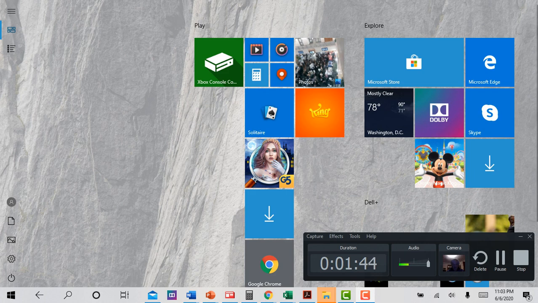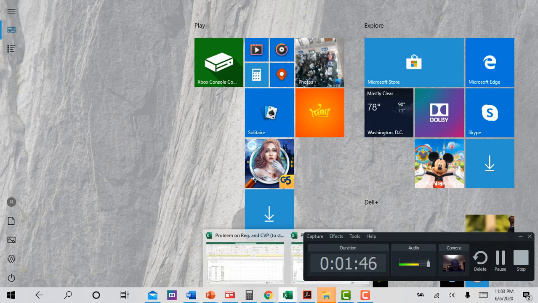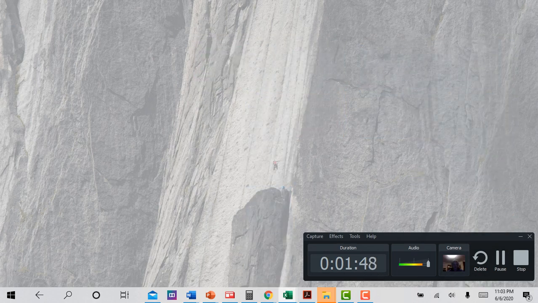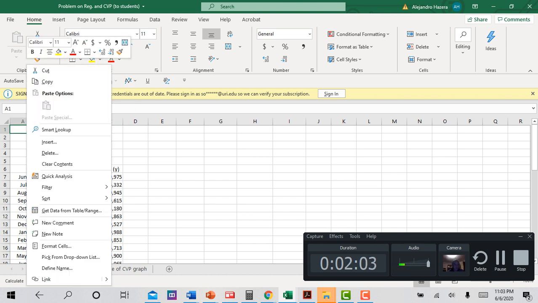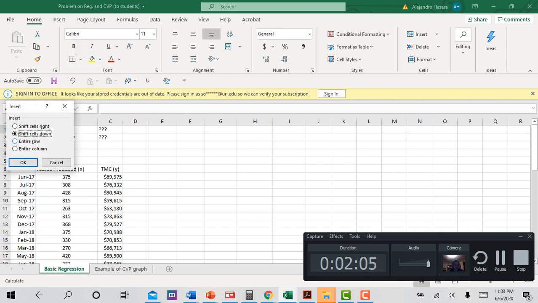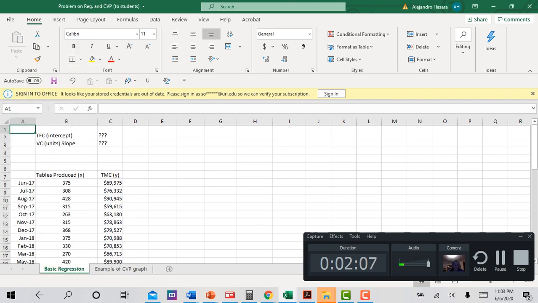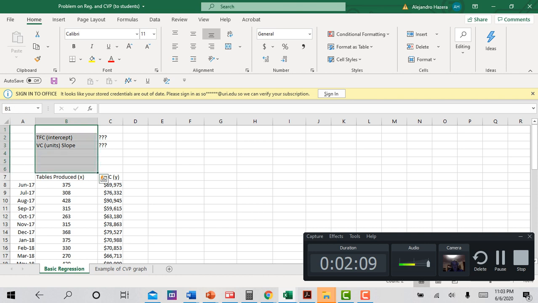Okay, so the first video, we're just going to construct a scatter graph, and then we're going to actually place a regression line in the scatter graph. Okay, now let's do this. First of all, I'm going to insert a row here, and I'll be sending you this. I'm going to put a regression line.